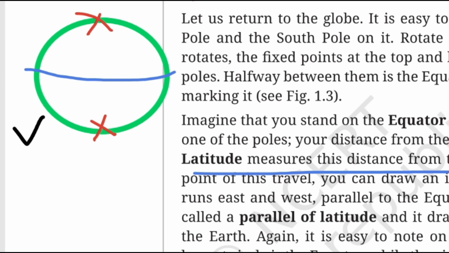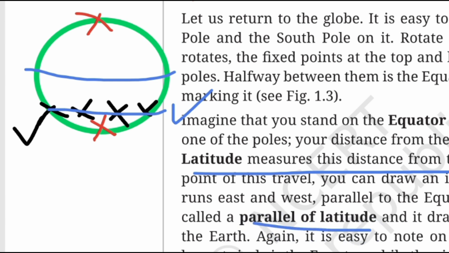That means here in the southern hemisphere we take a particular distance and mark all such points, and we connect all these points. Then we get another parallel of latitude. This is a parallel of latitude. Latitude basically denotes that distance. This distance is actually determined by an angle that I will explain soon.